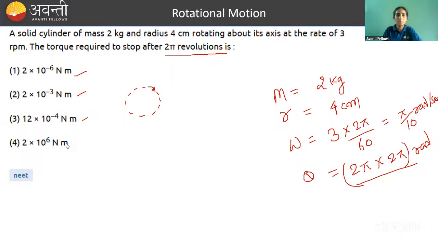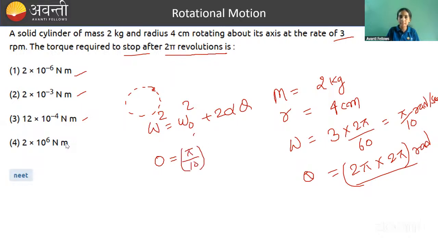Now we are asked how much torque is required. So कैसे solve करोगे इस question को? If you see here carefully, it is rotating already with 3 rotation per minute, and it is stopping after 2 pi revolution. So if you use third equation of motion, that is what? Omega square is equal to omega naught square plus 2 alpha theta. So finally, it is coming to rest. It means omega square is 0. Omega naught square will be how much? Omega naught is pi by 10. So pi by 10 whole square.